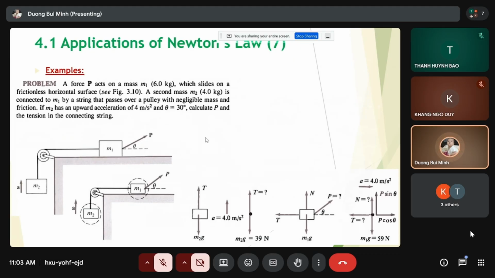Okay, so here we have no friction, right? Because the object will slide on the frictionless surface.